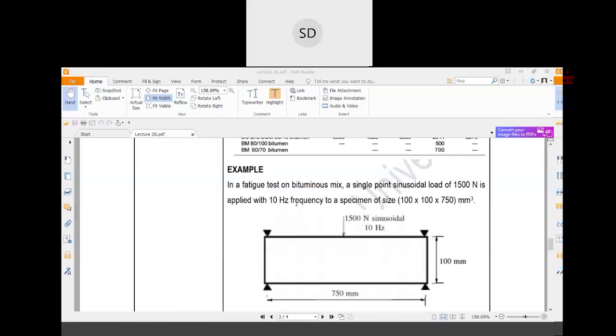Now one numerical is there. In a fatigue test on bituminous mix, a single point sinusoidal load means that the load would be like that. Okay, sinusoidal load, that is basically your dynamic load, of 1500 Newton is applied with 10 hertz of frequency. 10 hertz of frequency means that it will change at the 10 hertz frequency, because as this is a dynamic load, there must be some frequency value, to a specimen size of 100 by 100 by 750 millimeter cube.